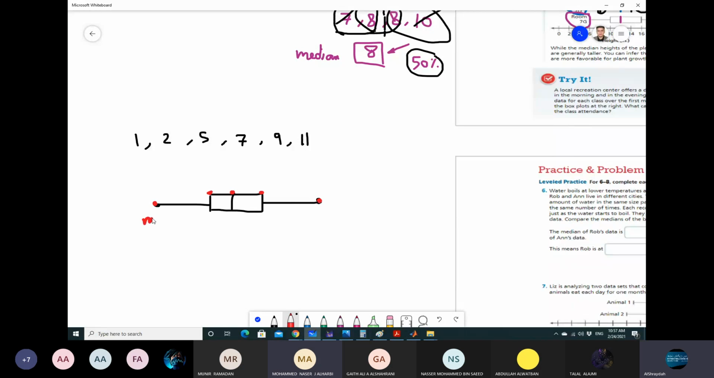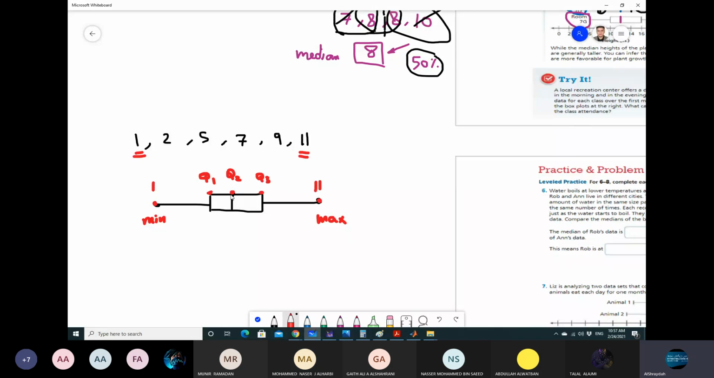This represents the minimum value that we have. The minimum value here is 1, and this is the maximum. So the maximum here is what? 11. Okay, now we need Q2, Q3, and Q1. Are you with me?